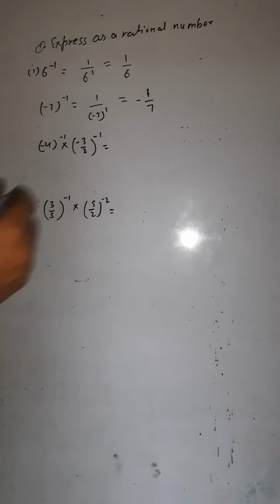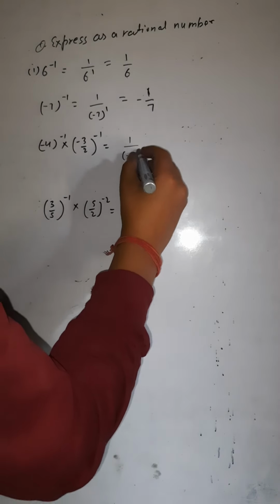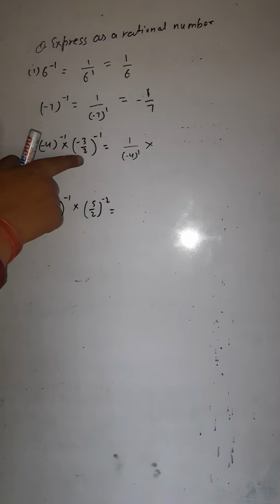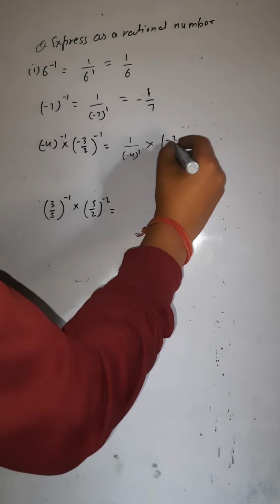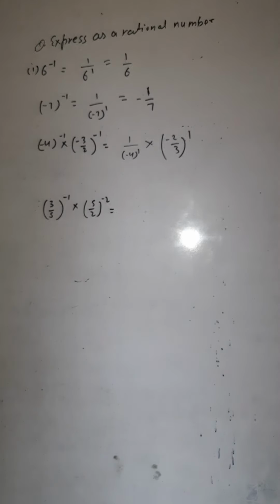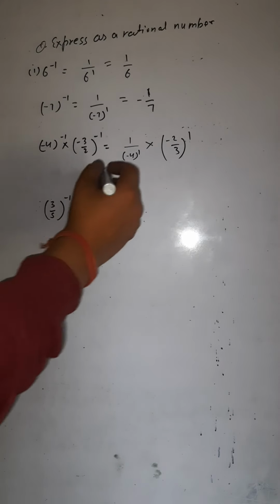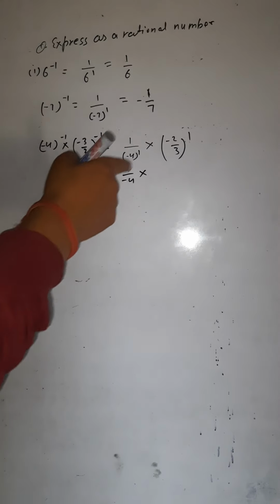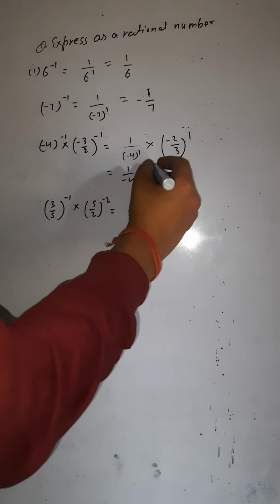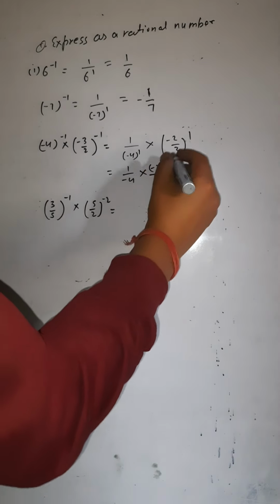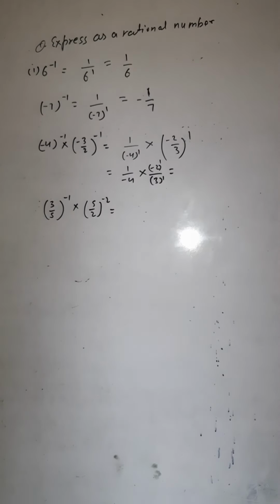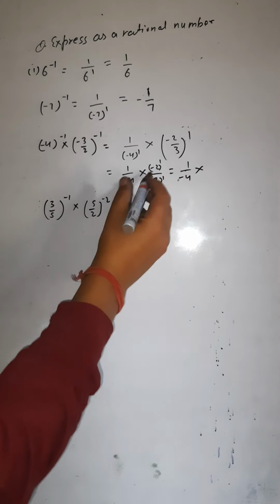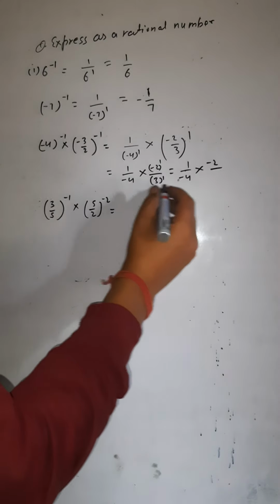Minus 4 raised to the power minus 1 multiplied by minus 3 by 2 raised to the power minus 1. So it can be written as 1 by minus 4 raised to the power 1 multiplied by... I would make this power positive. I would write this as minus 2 by 3, the power would become positive now, I have reversed this. Getting this? Good. So now I would write this as 1 by minus 4, only one time it is. Similarly, minus 2 raised to the power 1 divided by 3 raised to the power 1. So again it can be written as 1 by minus 4 multiplied by minus 2 raised to the power 1, which is minus 2, over 3 raised to the power 1, which is 3.